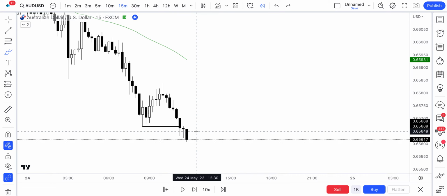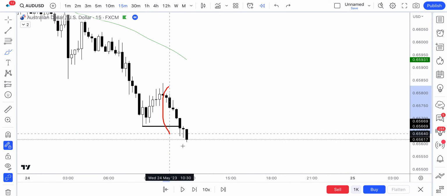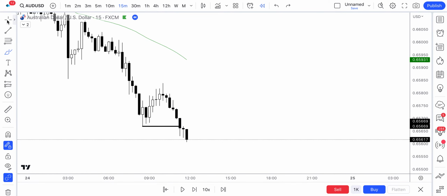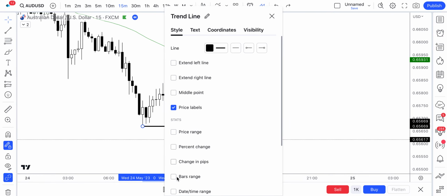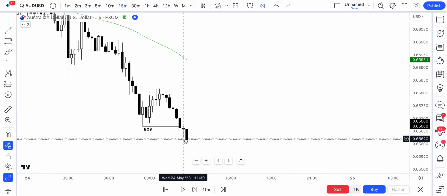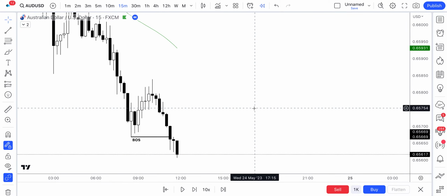So this is not just the everyday person. This is clear institutional involvement, right? This is deliberate and this is on purpose. So clearly institutions have pushed price strongly to the downside here. We can mark this on as a BOS, a break of structure. We've broke structure to the downside, indicating strong bearish momentum.